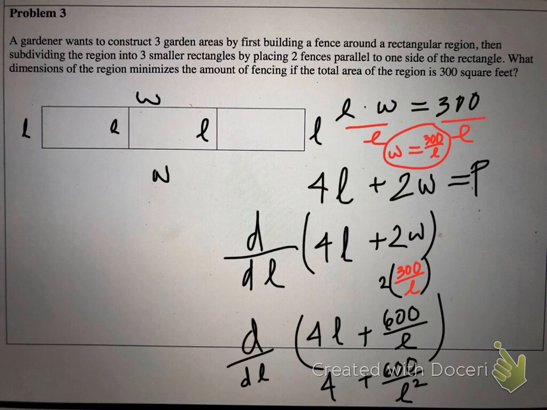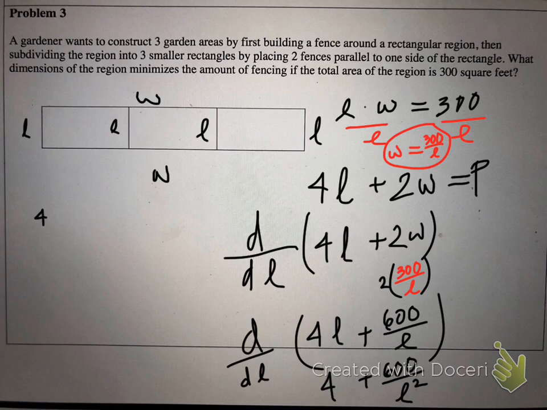Okay, so now that we have the derivative, because we found the derivative, and remember we're finding the minimum or maximum, we're going to make it equal to 0, and then we're going to solve for it. So let me go ahead and write that on this side.